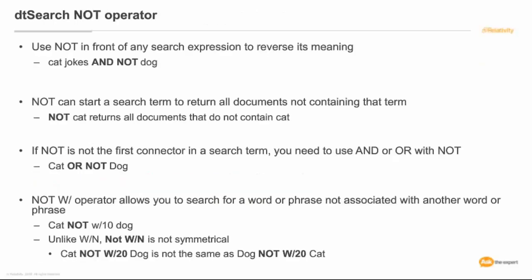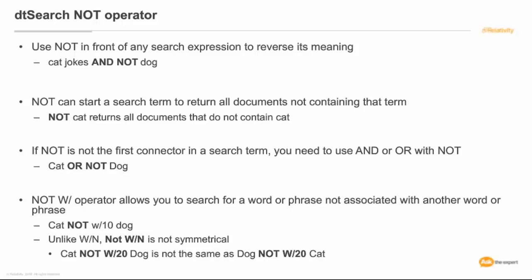dtSearch handles the not operator differently than keyword search. In general, the not expression is used to reverse a search term's meaning or exclude certain terms when other terms are present. Unlike keyword search, you can start a dtSearch term with the not operator to return all documents that do not contain that term. If you use the not operator with another term, meaning that the search does not start with not, you must use the and or Boolean operators with it.